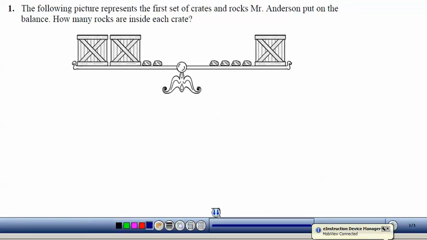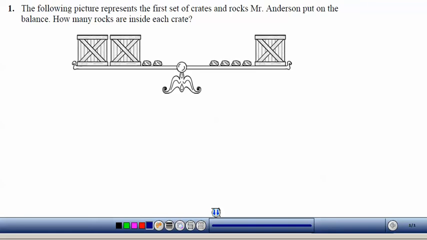So we have 2 boxes and 2 rocks on the left, and 1 box and 4 rocks on the right. And the scale stays perfectly balanced. So we're going to reason out how many rocks are in each box based on this balance scale. And it's really not that hard to do. And it turns out that if you figure out how to reason this way, then solving equations is also not that hard to do. And yes, we're going to get to positive and negative numbers and fractions and decimals and all this other stuff. But the reasoning is fundamentally the same.